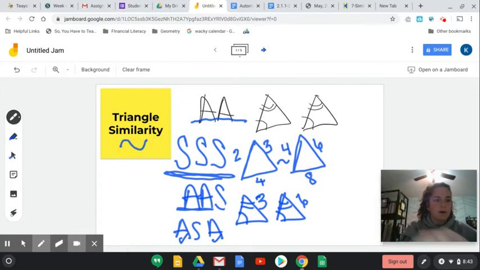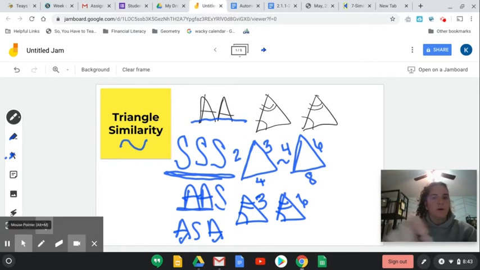I need the pointer to go to the next screen. Oh, I'm getting it, guys.